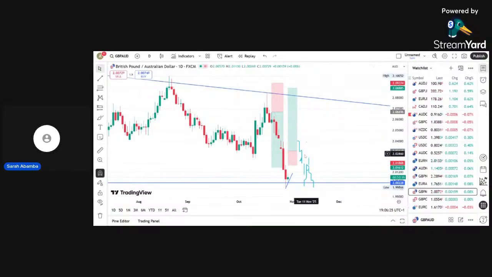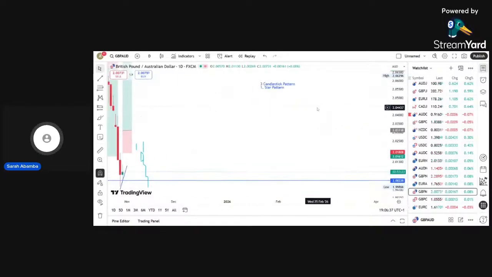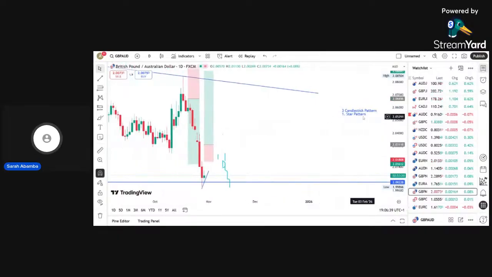The star pattern is made up of three candlesticks that were formed together. That is the star pattern. As usual, you have a bullish star pattern and a bearish star pattern. That is normal.